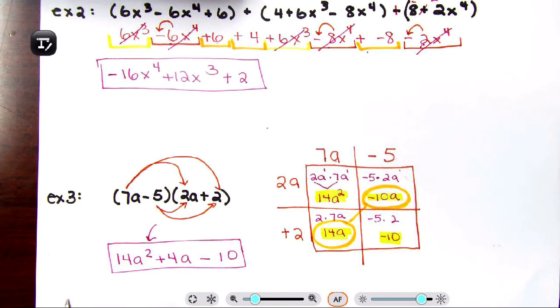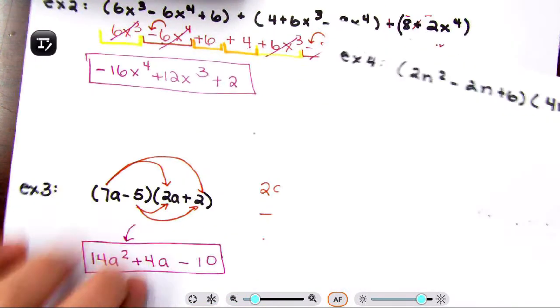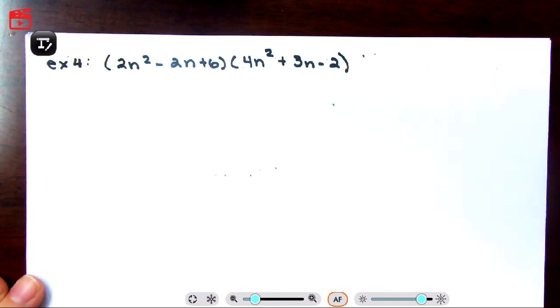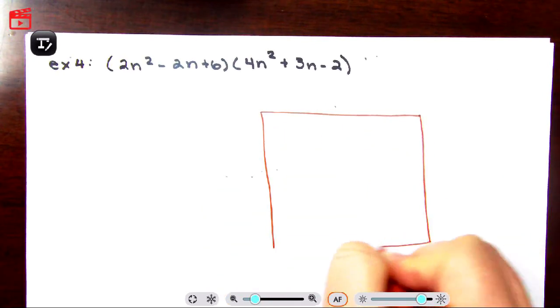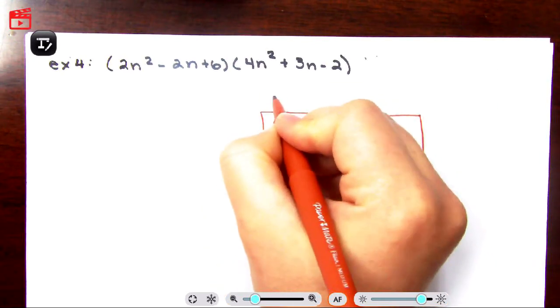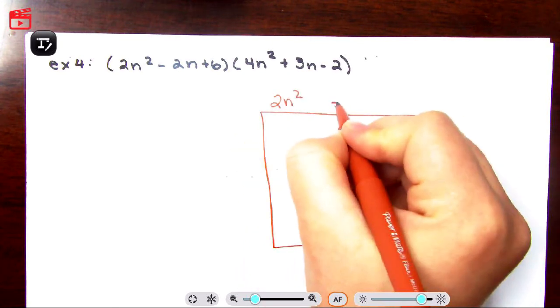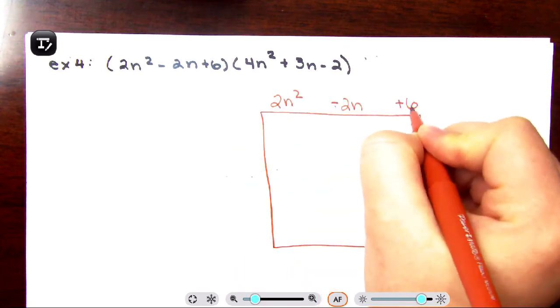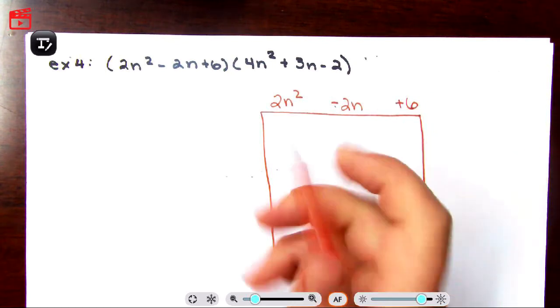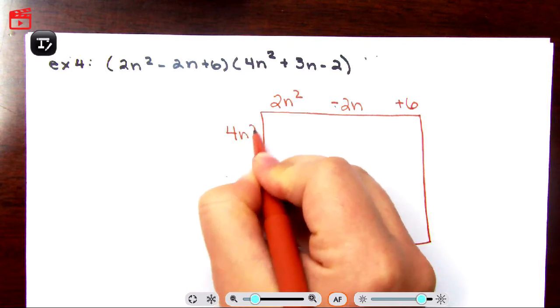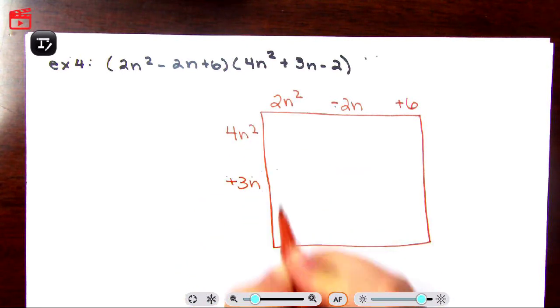And let's do one last example. This one's going to be a trinomial by a trinomial. And you can do the FOIL, but it's really easy to skip or miss a step. So again, you're going to draw a box. This time my box is going to be just a little bit bigger because I have more terms in each bubble. So I have 2n squared, I have negative 2n, and I have positive 6. I choose to write the positive here because I don't want to accidentally forget that it's positive. So then I have 4n squared, I have positive 3n, and I have minus 2.